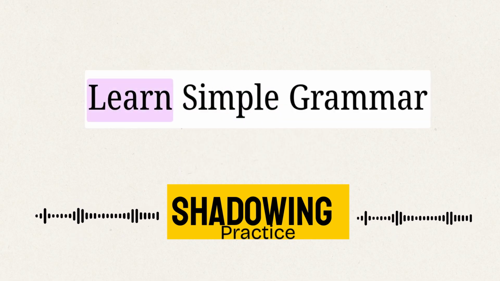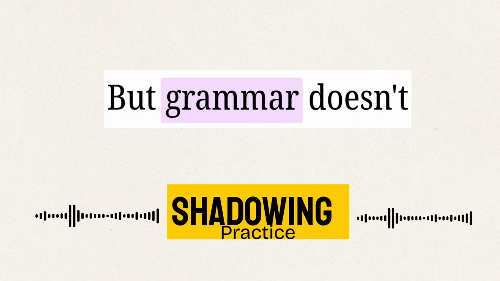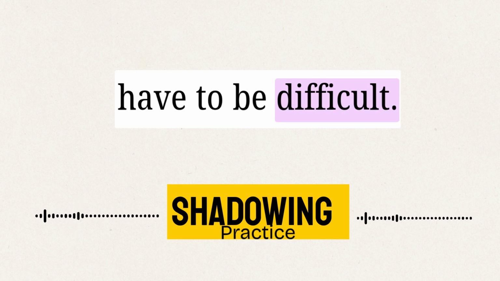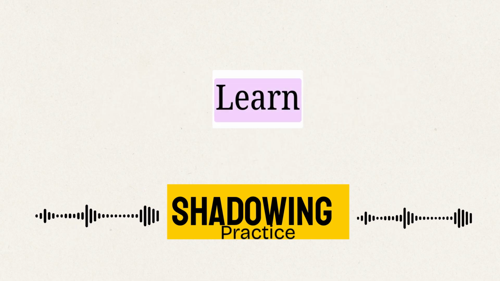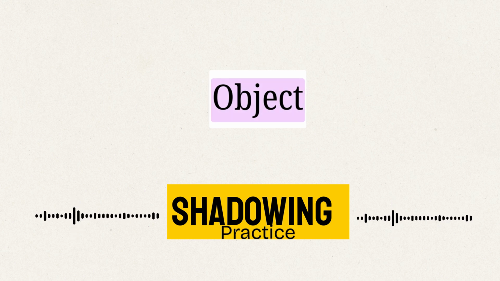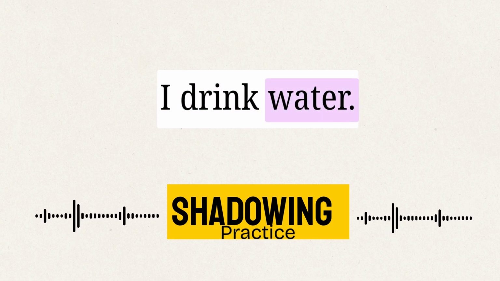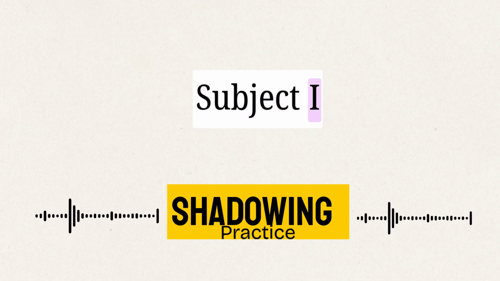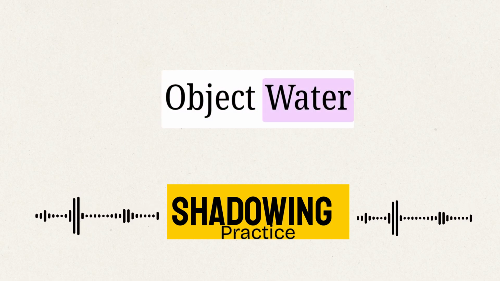Step 3. Learn simple grammar. Many beginners are afraid of grammar, but grammar doesn't have to be difficult. Start with simple grammar rules. Learn subject, verb, object. For example, I drink water. Subject: I. Verb: drink. Object: water.